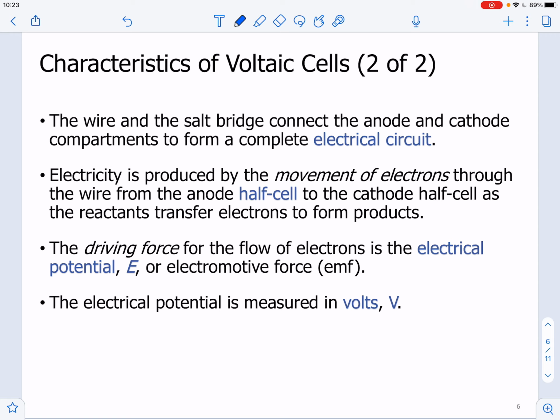Now that driving force that I was mentioning, that flow of electrons, receives a name, and that is the electrical potential, which we are going to be working on later. So right now we are just worried about properly writing and describing a voltaic cell, and then the next step is how to determine the electrical potential for that particular cell. That electrical potential is measured in volts. So basically we are working with batteries here, right?